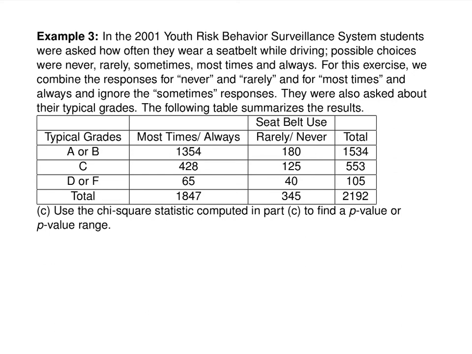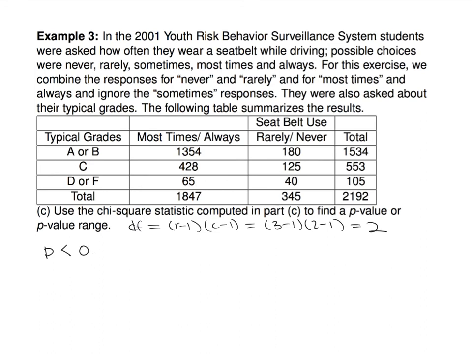Use the chi-square statistic computed in Part C to find a p-value or p-value range. So first of all, the degrees of freedom: rows minus 1, times columns minus 1. Well, there are how many rows? 3 rows, so 3 minus 1 times 2 minus 1 is 2. And there's nothing as big as the chi-squared equals 77.776. So our p is smaller than 0.001.